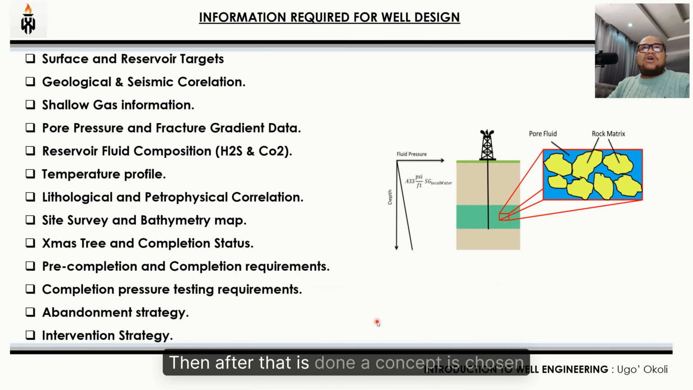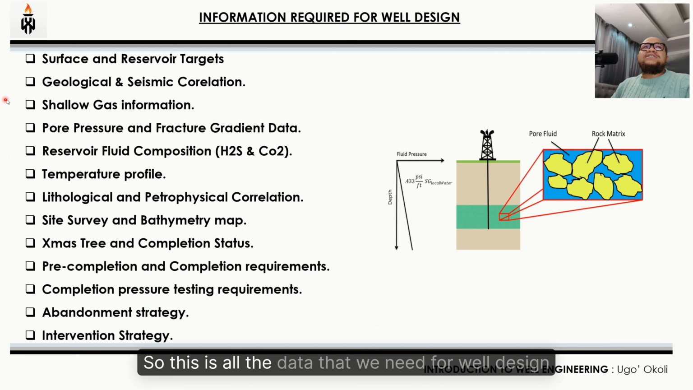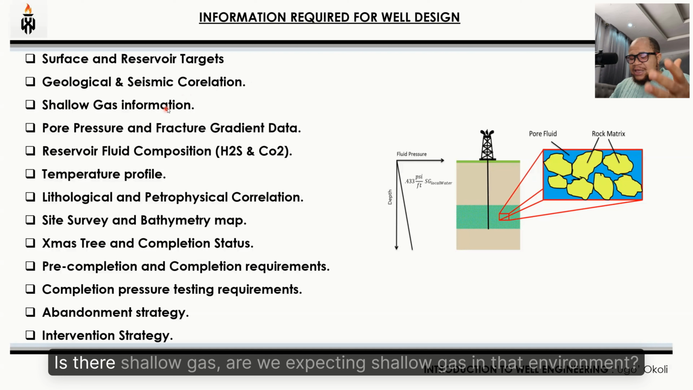Then after that is done and a concept is chosen, we go into the main meat of it, which is the well design. So this is all the data that we need for well design. We need the surface and reservoir targets, we need the geological and seismic correlation. Is there shallow gas?